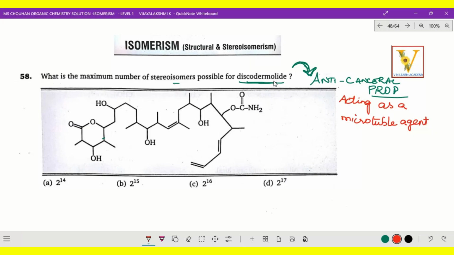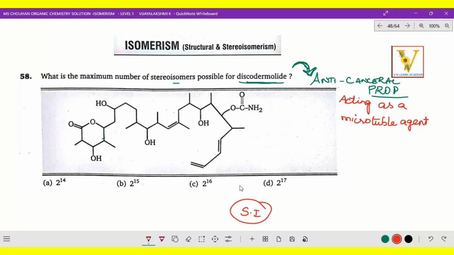It is actually very important for the cancer patient. Anti-cancer property is there. This is a medicine compound structural formula. So discodermolide has an anti-cancer property. It acts as a microtubule agent. In that, what they are asking is: how many stereoisomers are possible?